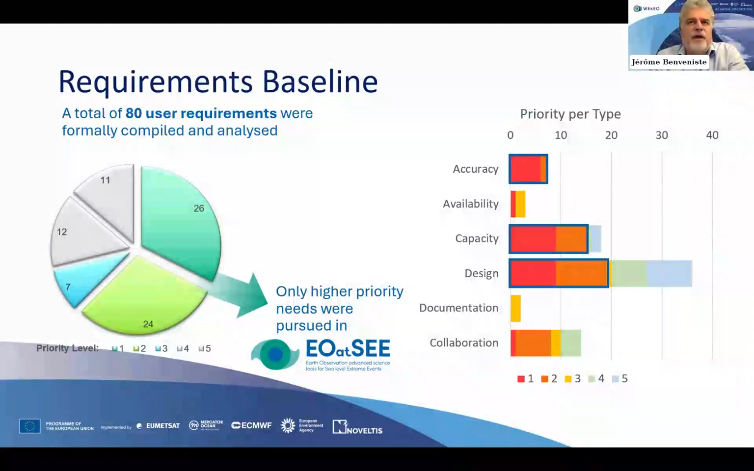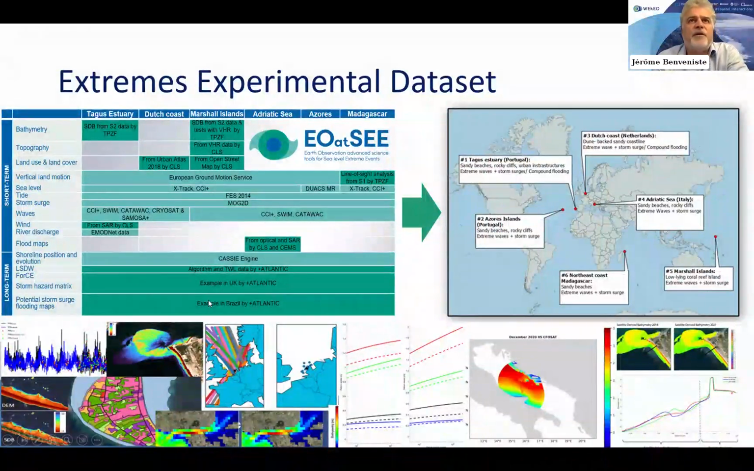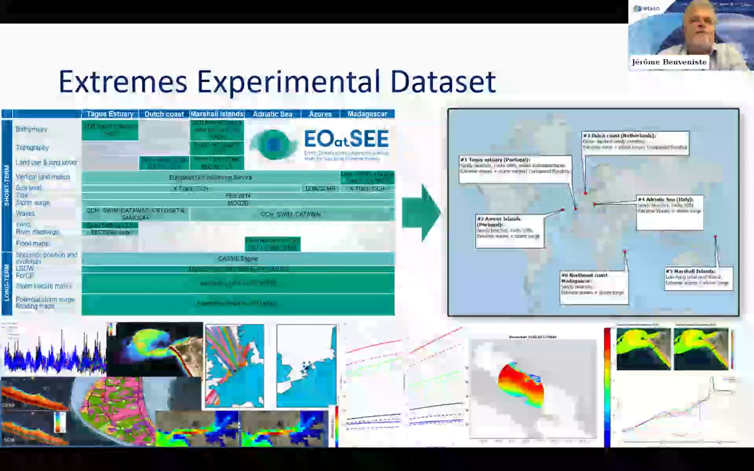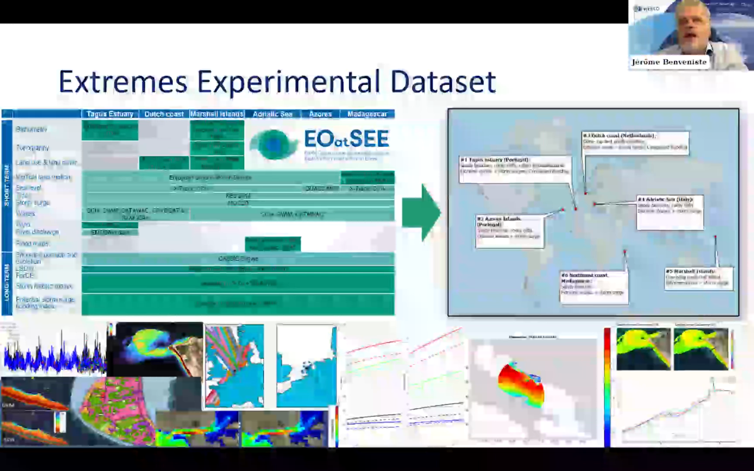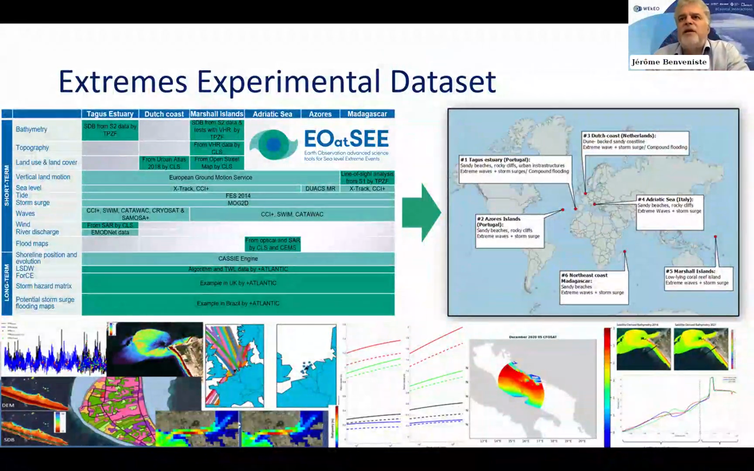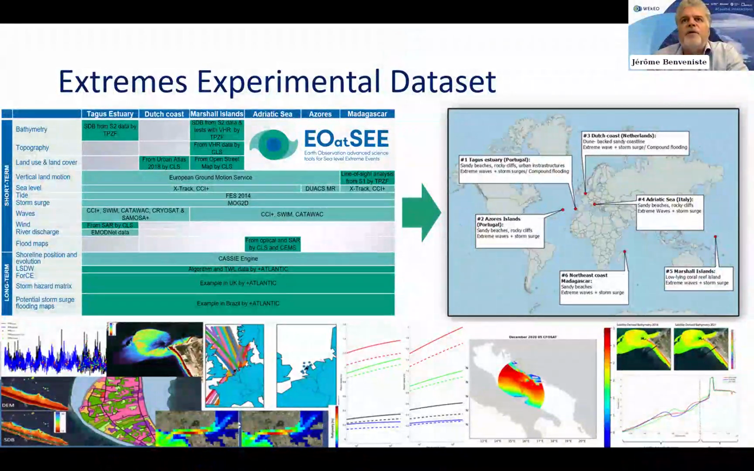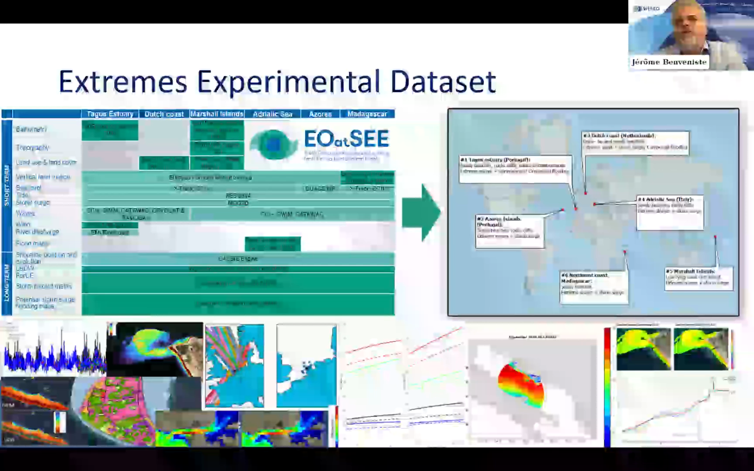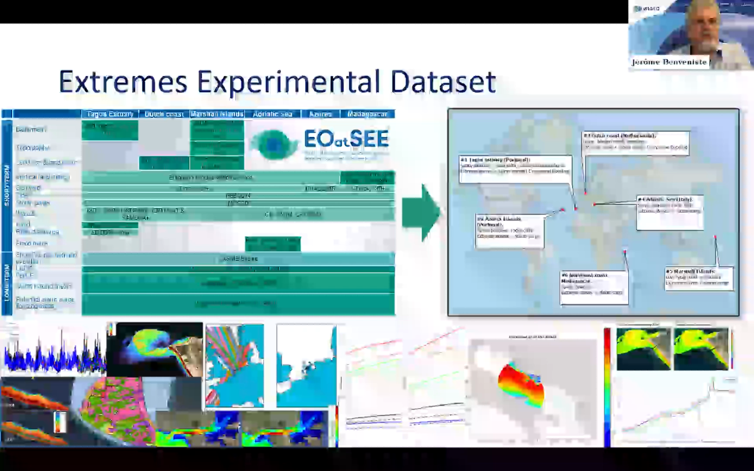Essentially, it dealt with accuracy and the capacity of the system, and the design characteristics. So we went on and gathered an extreme experimental data set, and we located six different use cases, like the Dutch coast, the Adriatic Sea, the Tagus estuary in Lisbon in Portugal, the Azores Islands, the northeast coast of Madagascar, and also the Marshall Islands in the Pacific.